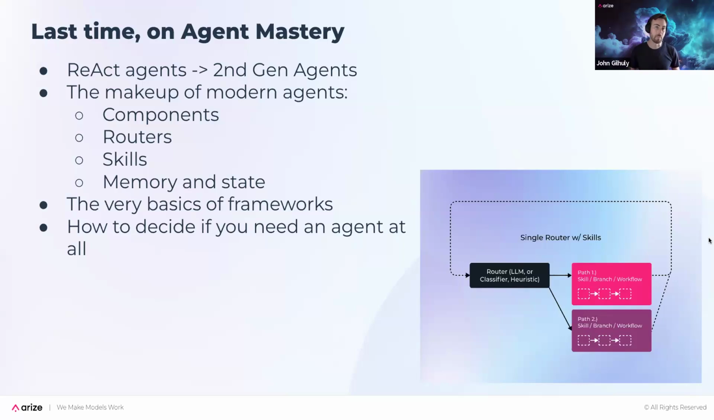And then we talked about the makeup of agents today. We talked about components, routers, skills, memory, a lot of different pieces there, and touched a little bit on frameworks. We're going to go obviously a lot deeper into those today, as well as some more philosophical questions around whether you actually need an agent, whether an agent is appropriate for your use case, and how you think about doing that.